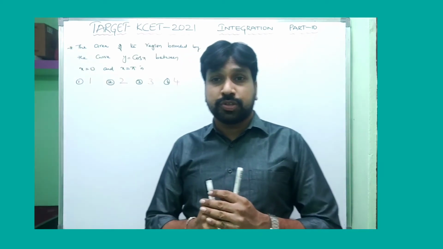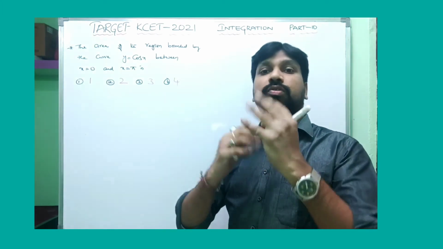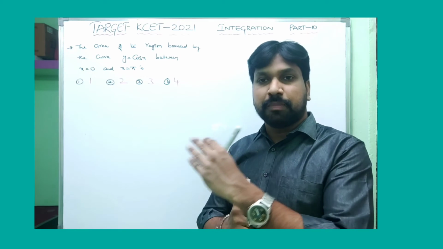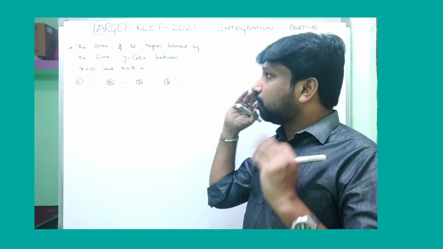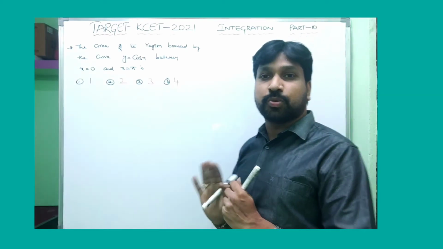This is the next model question. They are asking single curve questions. Now, sin x, cos x mixing curve questions also they are going to ask. We are going to discuss those models also in this session. Please observe the single curve question first. The area of the region bounded by the curve y is equal to cos x between x equal to 0 and x is equal to pi.